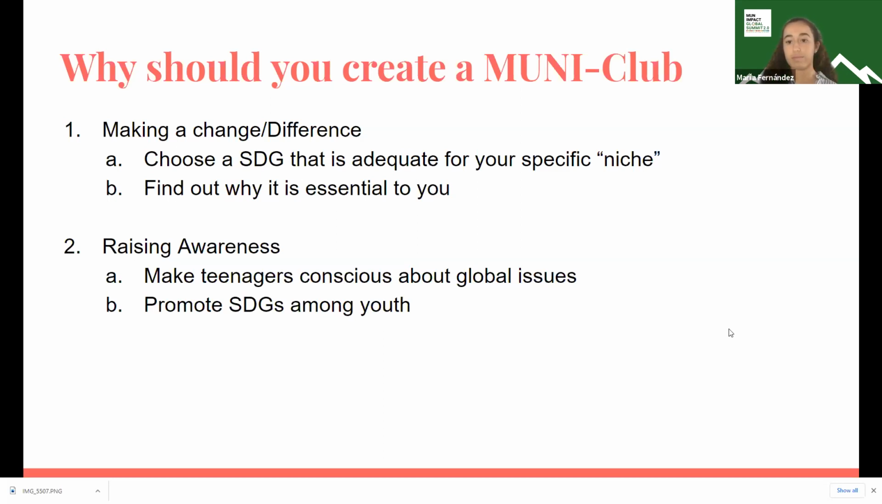So a key point to take into account is that you need to choose an SDG that is adequate for your specific niche. By niche, we first mean yourself, right? You're the one creating this MUN Impact Club. As such, it should be really down to earth with your ideals and how you see the world. Because if it's not important to you, then it's hard for it to be important to anyone else. So you need to get it straight for yourself. Perhaps it's something that you've always been wanting to do, and one way of doing this is the club itself. Also, don't make it too hard on yourself. Just look for something on a local scale that you can really make a difference in, right?